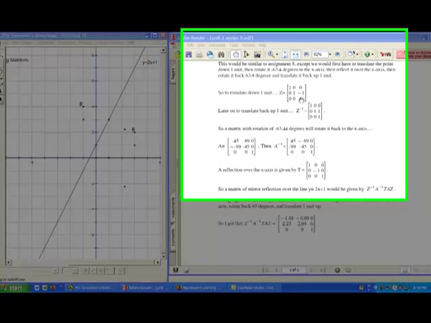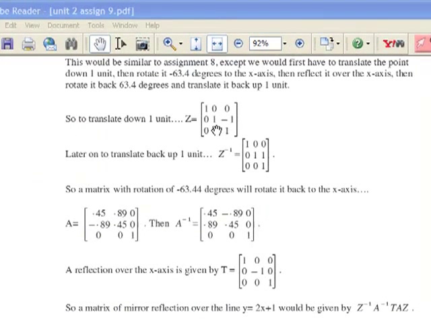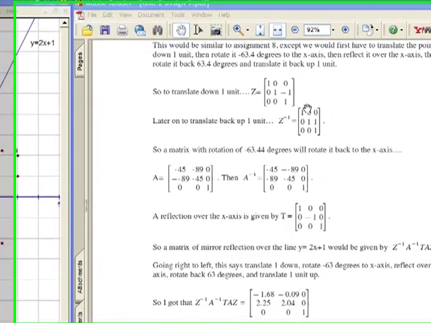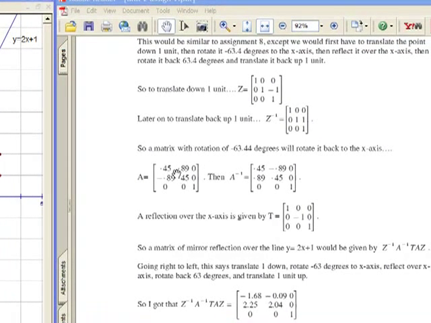Okay, now looking at all this mess of matrices, I called Z the matrix to move it down 1 unit. So Z, this negative 1 here, translates it down 1 unit, which is this first translation. Later on at the end, to translate it back up 1 unit, that's Z inverse. A is the rotation of negative 63.44 degrees.